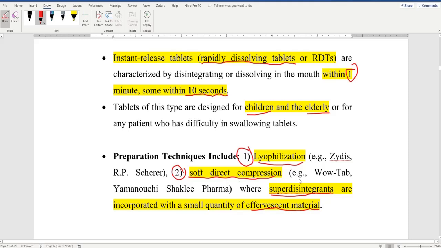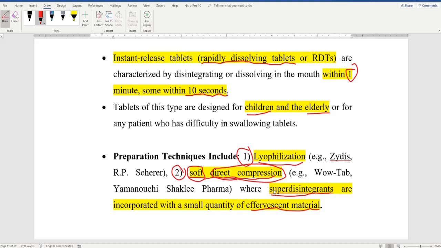Okay, soft direct compression. Look, there is soft, and there is direct compression. Let me tell you first about direct compression. When you want to produce tablets, you can produce them by one of two ways, either direct compression or indirect compression. Suppose I ask you to make tablets by compression, you will tell me, okay, I will either use direct compression or indirect. Indirect means that first you need to prepare granules and then compress the granules, and this is a common way. Direct means that you take your formulation and you compress it directly without producing granules first.